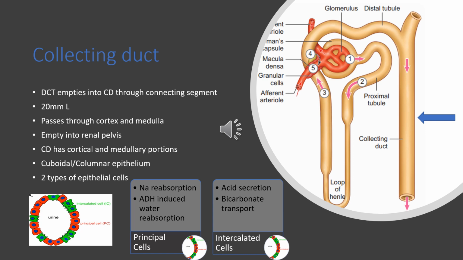The collecting duct is formed of cuboidal or columnar epithelium, which are modified to participate in the transport of ions and water. So the two types of modified epithelial cells in the collecting duct are principal cells or P cells and intercalated cells or I cells. The P cells are involved in sodium reabsorption and ADH-induced water reabsorption. The I cells contain more microvilli and are involved in acid secretion and bicarbonate transport.